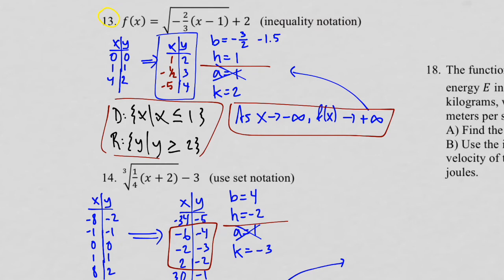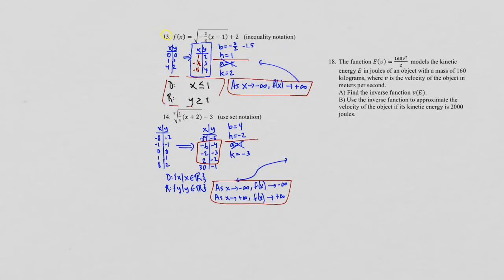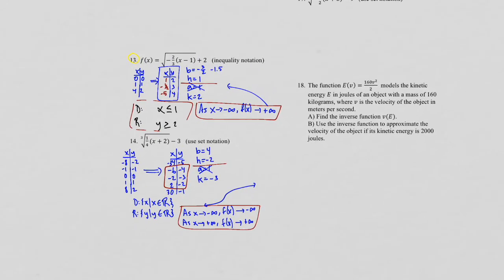Inequality notation is basically set notation without all this stuff. You don't put it inside of a set. You just say x is less than or equal to 1, y is greater than or equal to 2. There you go. That's inequality notation. They're basically the same as set notation. You're not putting it inside of the braces. That's the only difference. All right, and that's it for number 14.